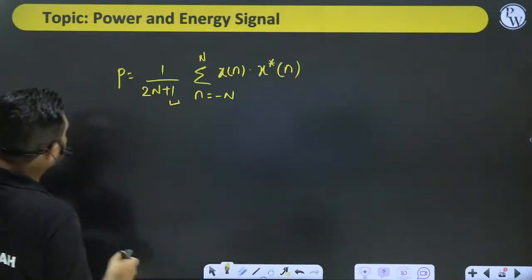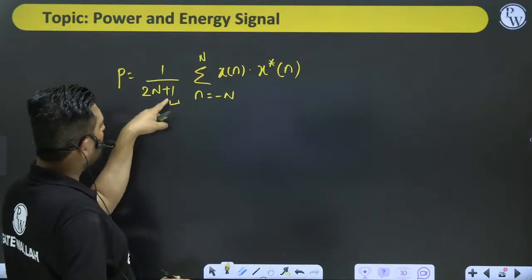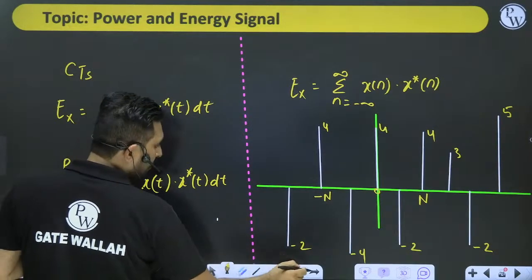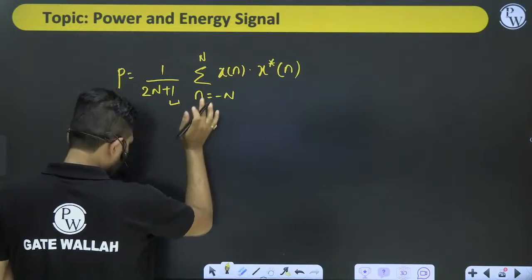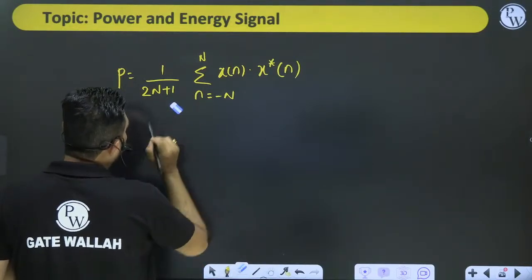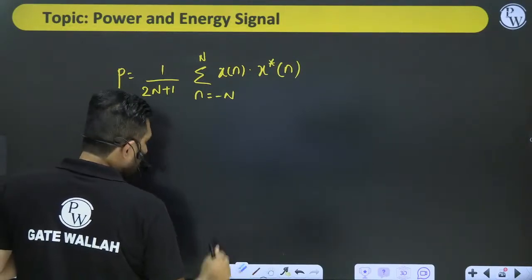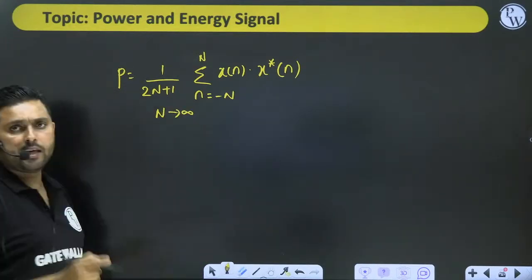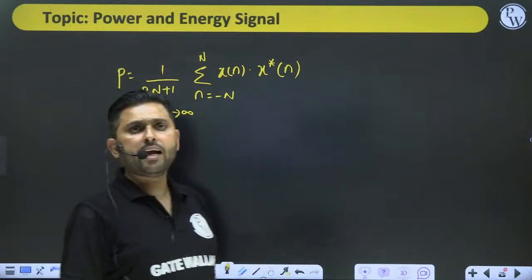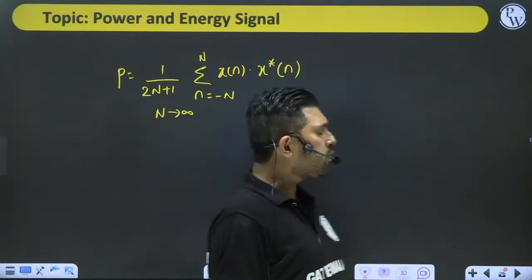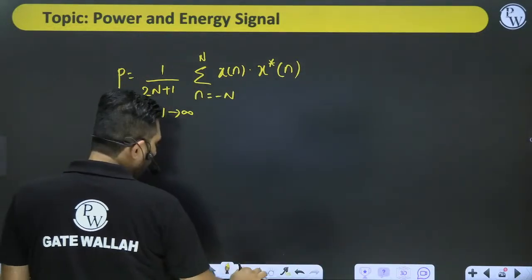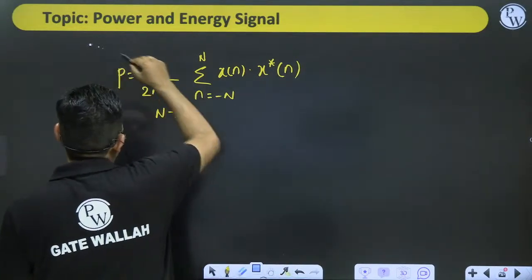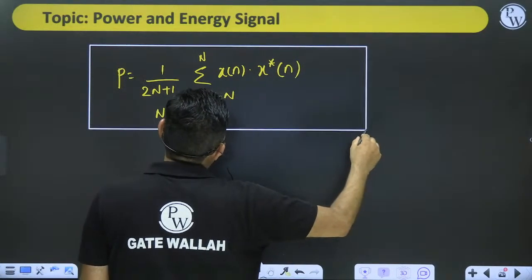So what I'm saying is, this is 1 by 2n plus 1 with this one, and n should be tending towards infinity. Here T is tending towards infinity and here n should be tending towards infinity. So this is my power formula for discrete time.